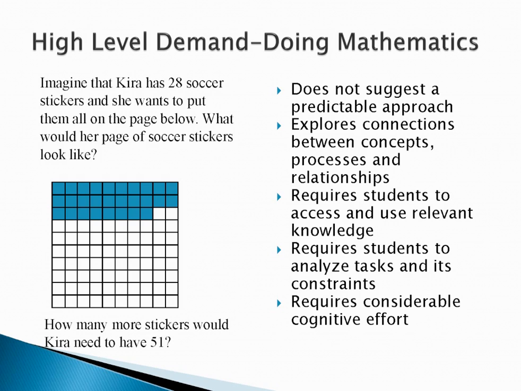Let's assume for a moment that a student has placed 28 stickers on the grid in two rows of 10 and one row of 8. She may add two more stickers to complete the row of 8. Then add two more rows of 10. And finally, one more sticker to make a total of 51. Counting how many stickers were added, she would find that 2 plus 10 plus 10 plus 1 equals 23. 23 stickers would be needed to make 51.